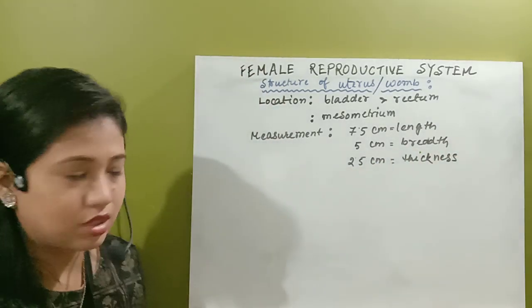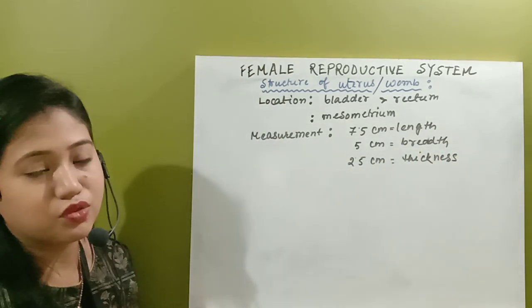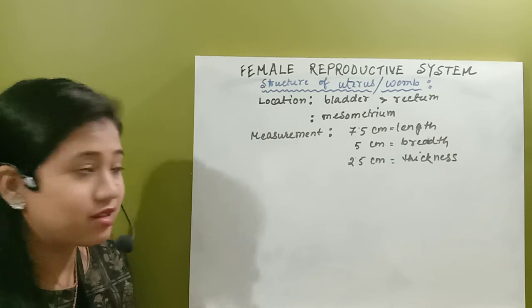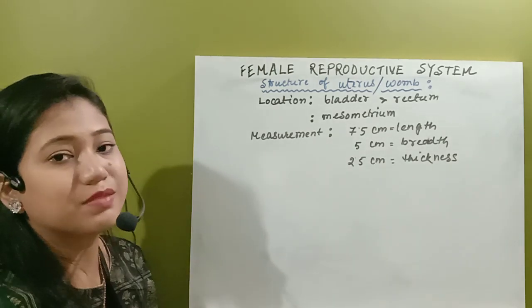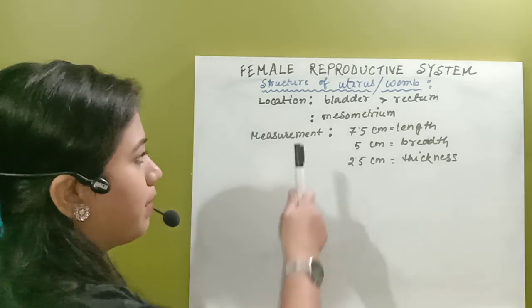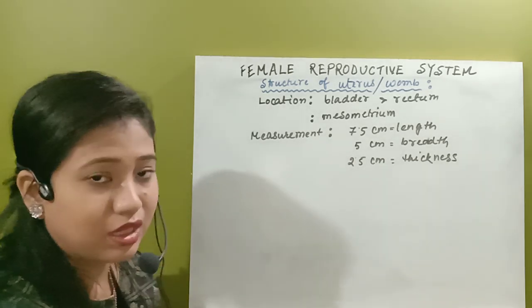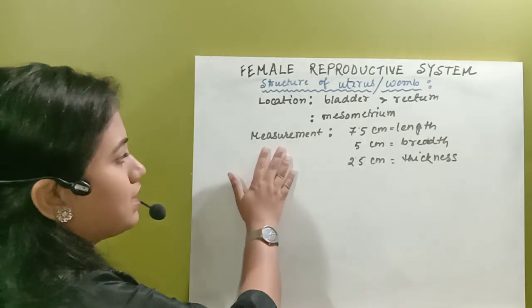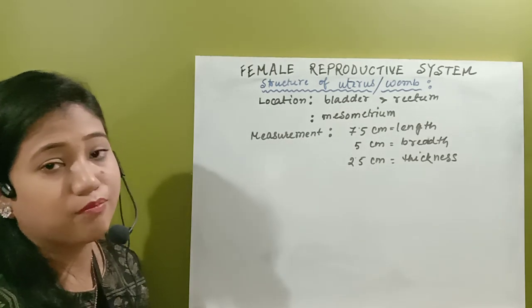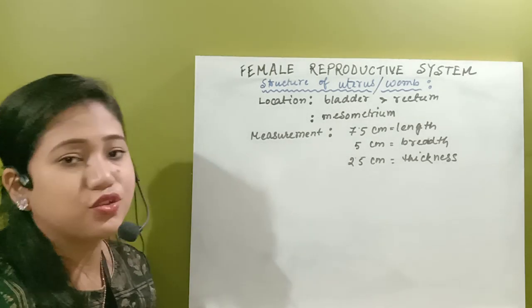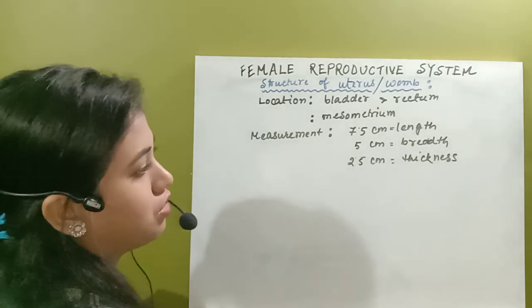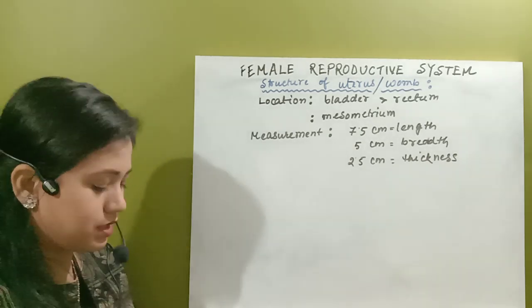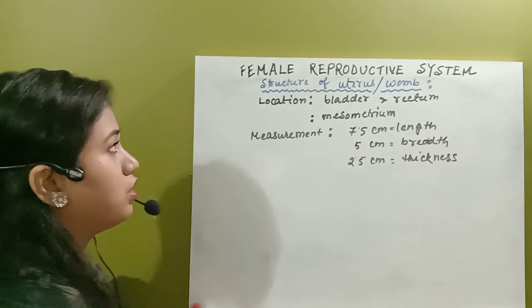So this is the uterus. Its location is between the urinary bladder and the rectum, and it is also suspended, covered and protected by the mesometrium. It is actually the mesentery present, and this measurement is around 7.5 into 5 into 2.5 in length, breadth and thickness. Now just see the structure of the uterus.